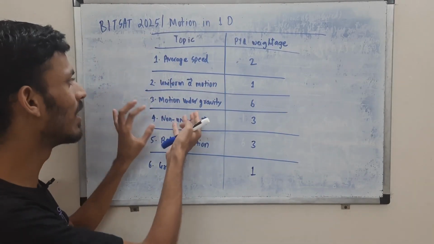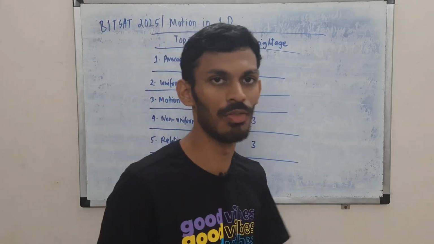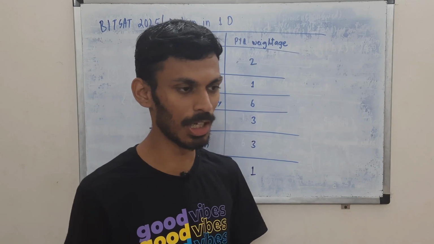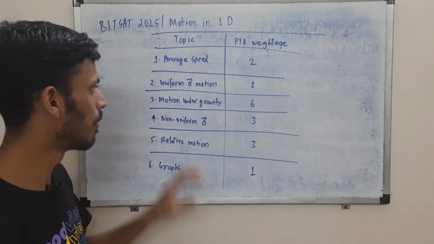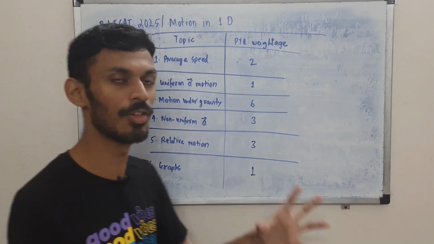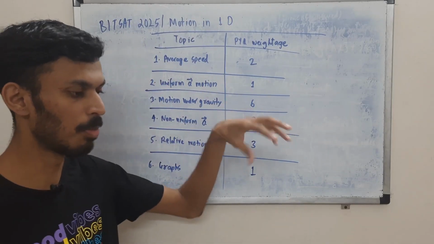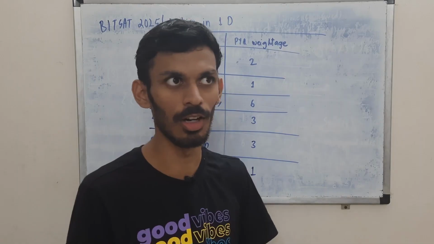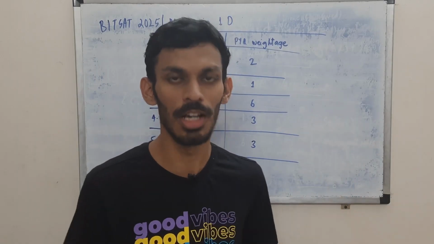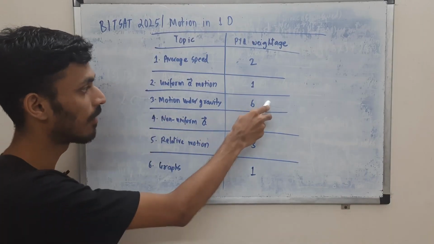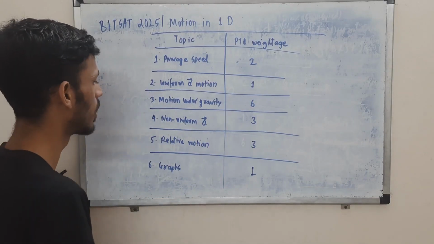Now motion under gravity is also one of the examples of uniformly accelerated motion. Only a is minus g in the particular case of motion under gravity, but I've kept it separately because it's one of the most important topics for BITSAT. Okay, so a ball being dropped from the top of a tower or from a hot air balloon, and so on. Questions can be framed, right? We'll look into the questions in a while. So motion under gravity, 6 questions were asked from that particular topic.